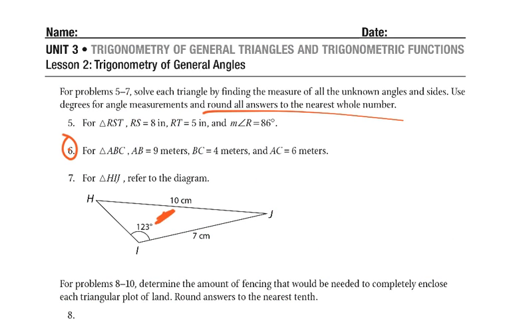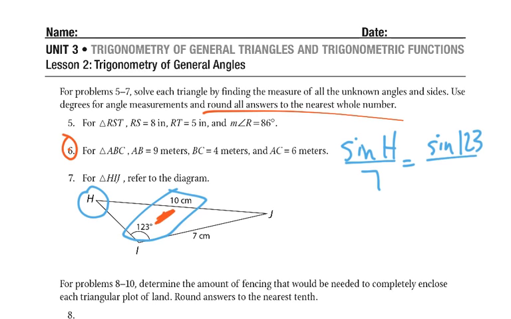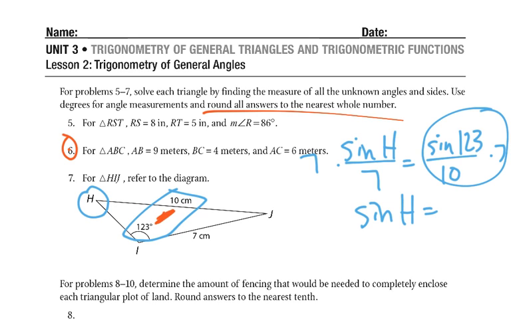Okay, now if we look at number 7, notice we already have a connection, so don't use the law of cosines, use the law of sines. So I can find angle H by using the law of sines. So sine of angle H over 7 equals sine of 123 degrees over 10. Times both sides by 7. So sine of H is equal to this. Okay, so I go 7 times the sine of 123 degrees. Let's make sure that was degrees.